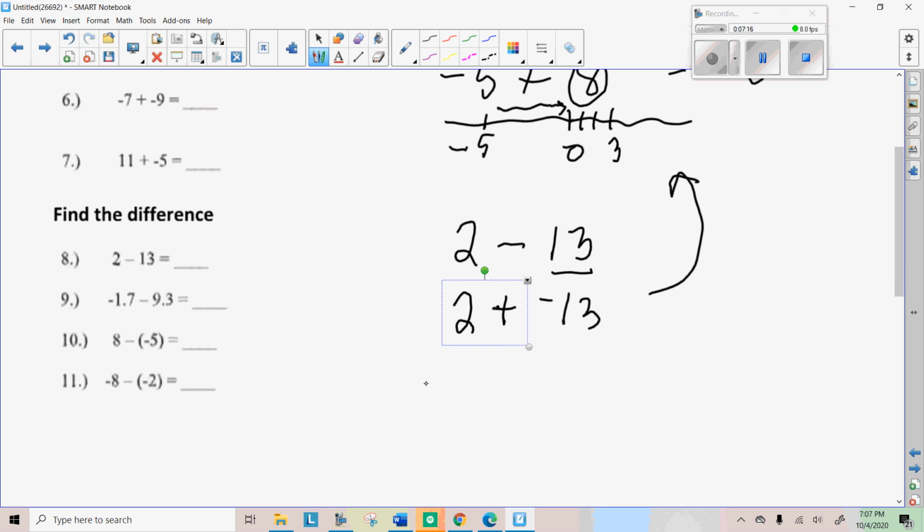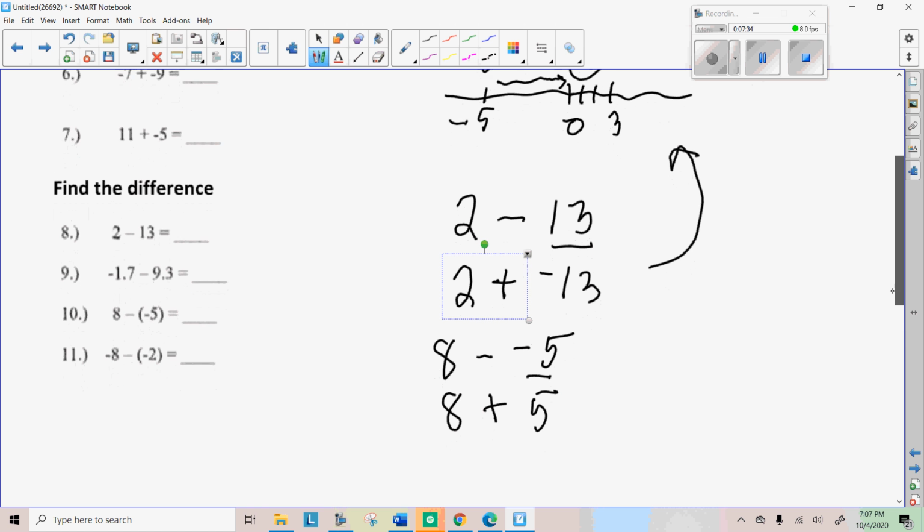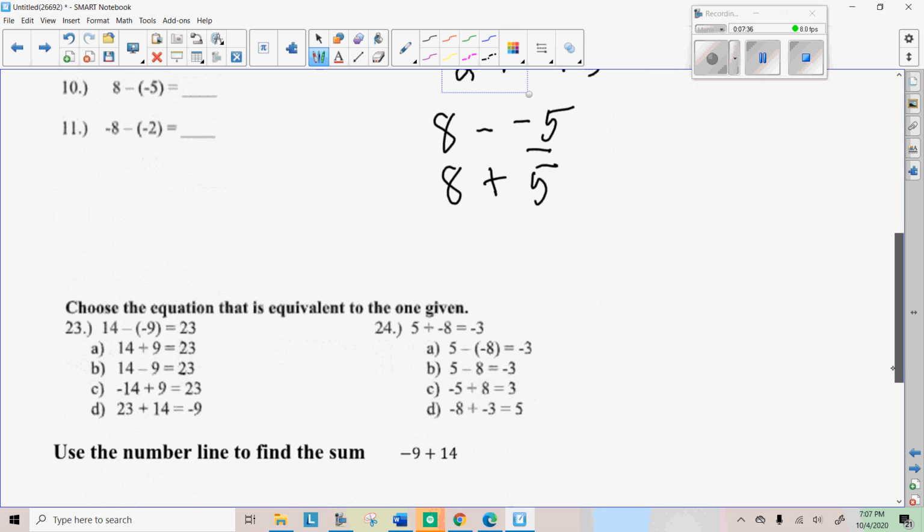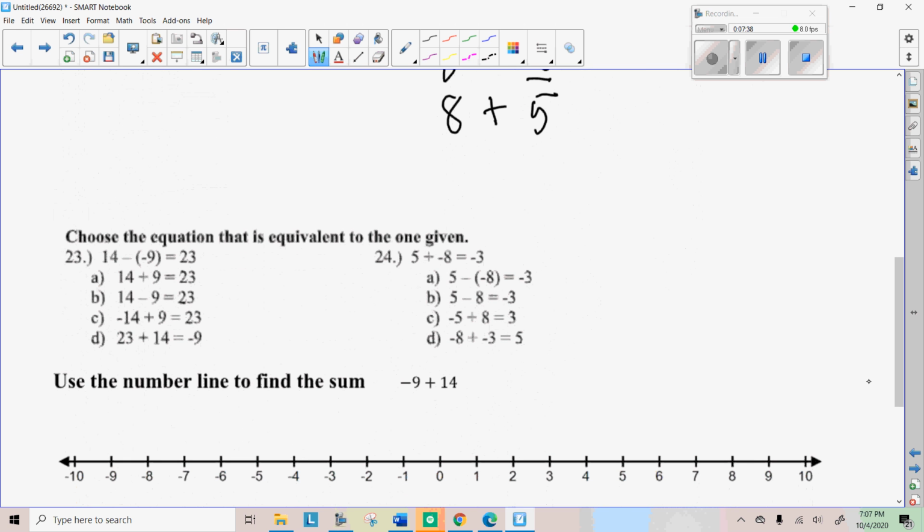Oh, let's do one more example here. Number 10 says 8 minus -5. What I would do is 8, change that subtraction to addition, and since this is negative, I have to change it to a positive 5 and find the result. So go ahead and do those. Pause if you need to. Finding the equation that's equivalent, I just explained that up there. So use that strategy I showed you how to do there to figure out which one is equivalent.